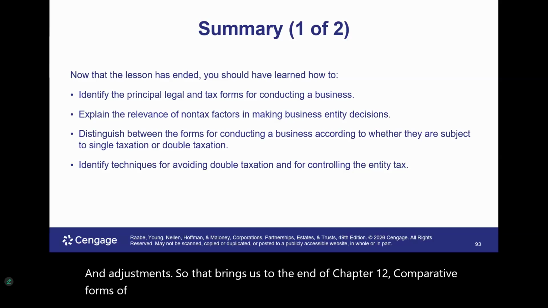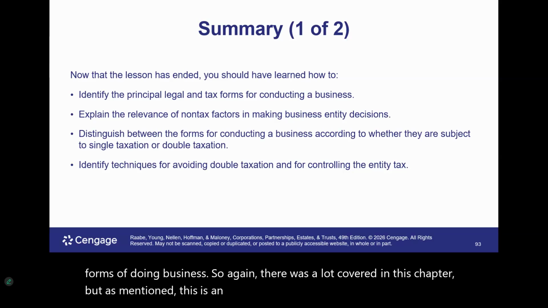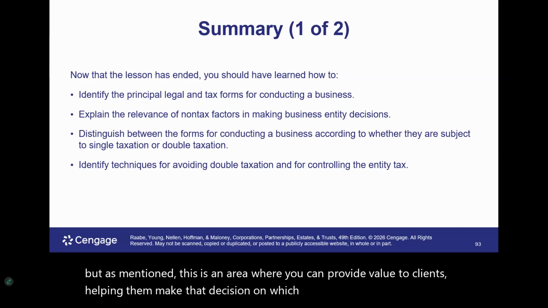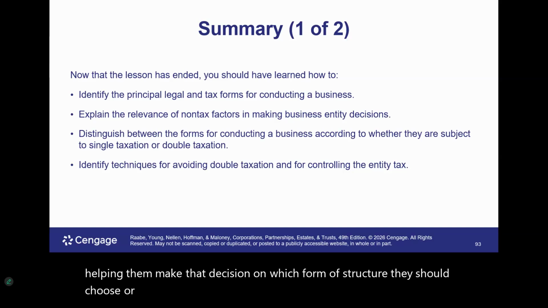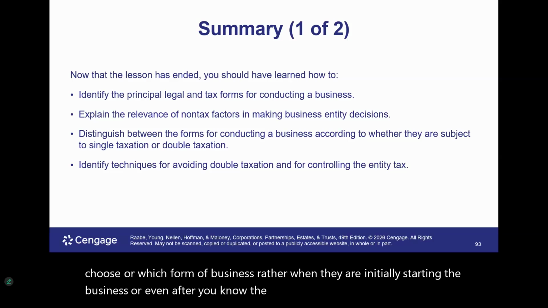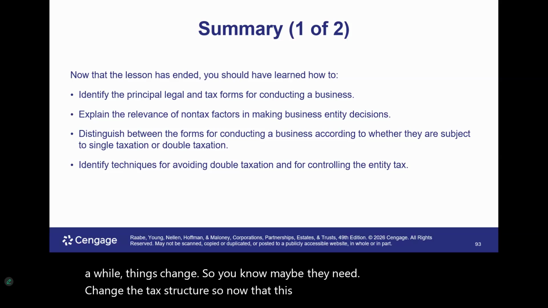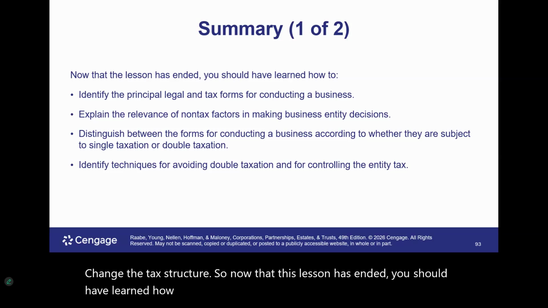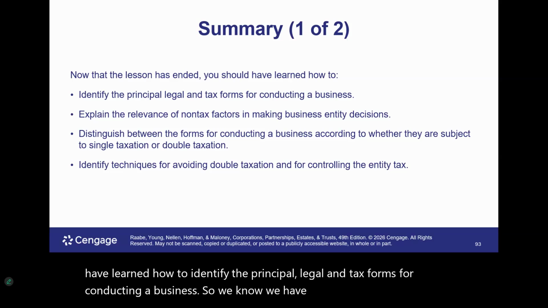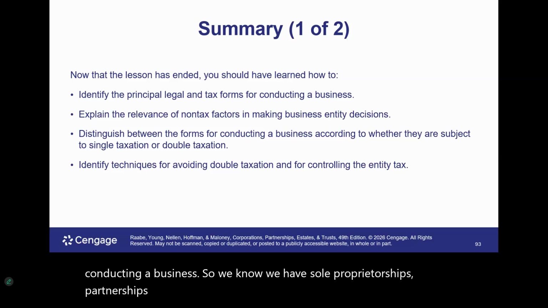So again, there was a lot covered in this chapter, but as mentioned, this is an area where you can provide value to clients, helping them make that decision on which form of business they should choose when they are initially starting the business, or even after the business has been in existence for a while. Things change, so maybe they need to change the tax structure. So now that this lesson has ended, you should have learned how to identify the principal legal and tax forms for conducting a business. So we know we have sole proprietorships, partnerships, LLCs, both single and multi-member LLCs. We have S corporations and C corporations.